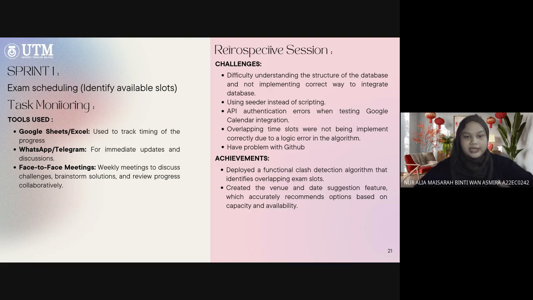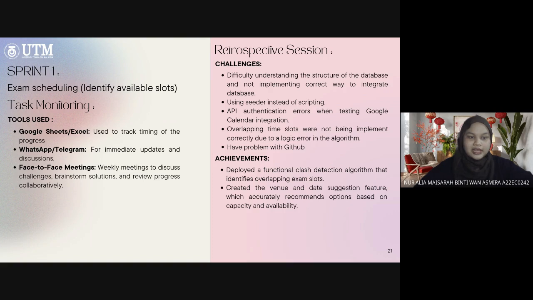But the achievement that we got in Sprint 1, we succeeded in deploying a functional clash detection algorithm that identifies overlapping exam slots, and we also succeeded in creating a venue and date suggestion feature which accurately recommends options based on the capacity and availability.